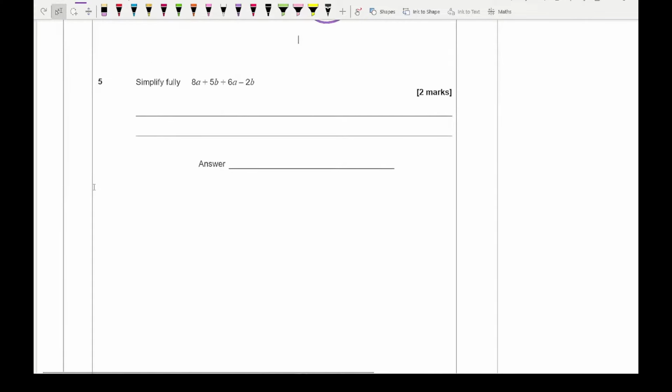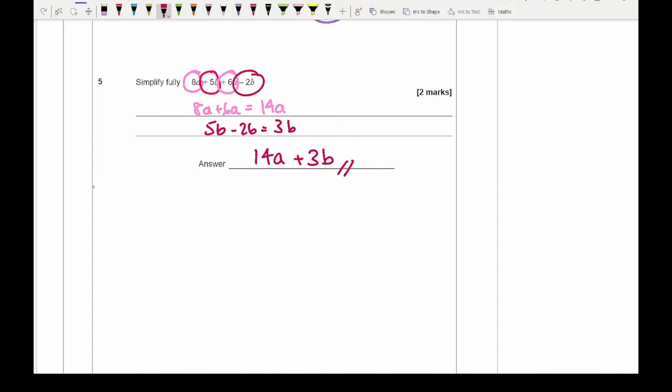Then for question 5, it says simplify fully. So here we're collecting like terms. If I circle everything with an A, including the symbol on the left, I've got 8a plus 6a, which is 14a. And then if I go back and look at the things that I've rubbed out, I've got 5b, and if I put a circle back, we get minus 2b. So it's going to be 5b minus 2b, which is 3b. So the answer then is 14a plus 3b.